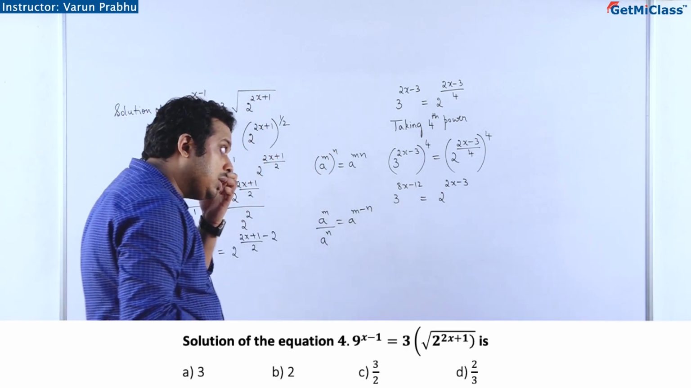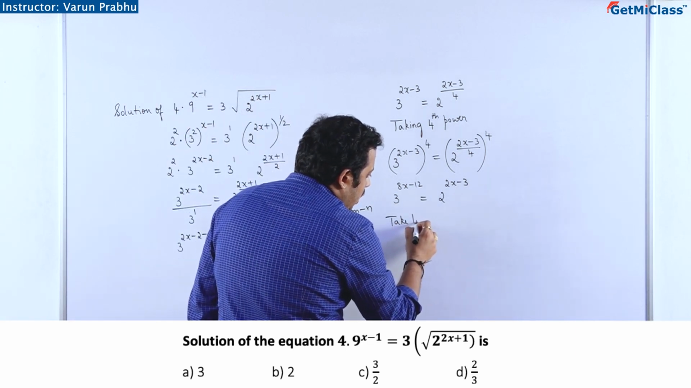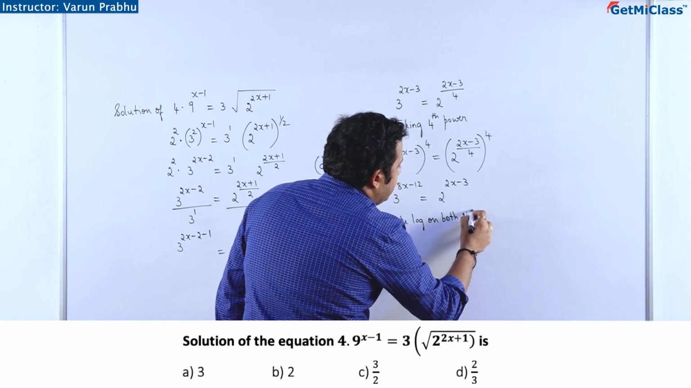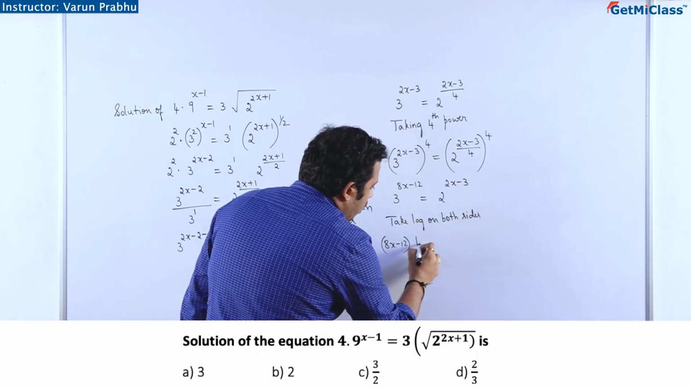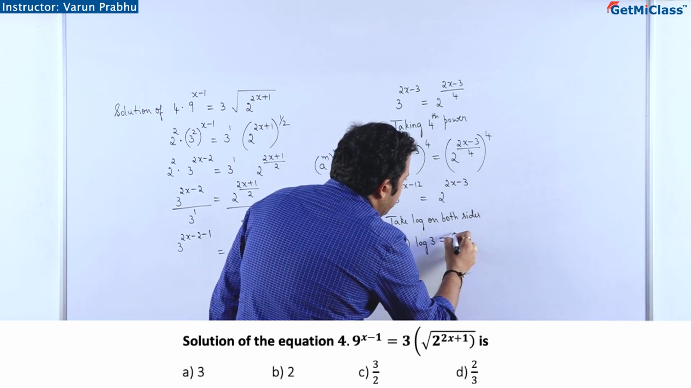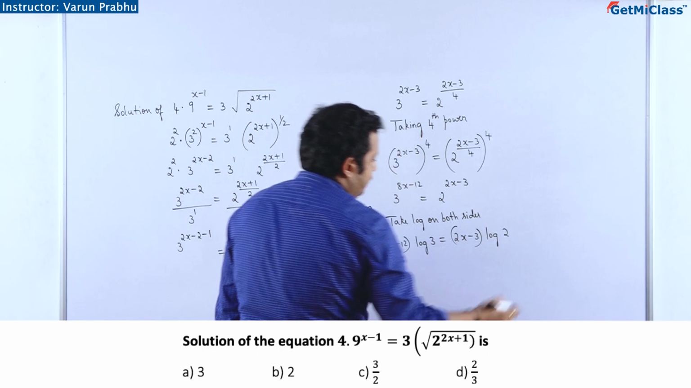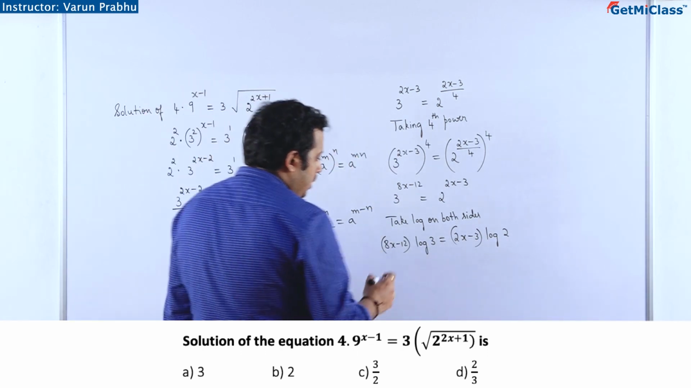Now, the question is asking for the solution, right? So I can say take log on both sides. What do you get when you take log on both sides now? We'll get (8x minus 12) log 3, that is equal to (2x minus 3) log 2. Yes, log 2.